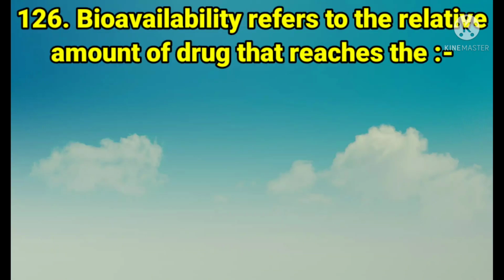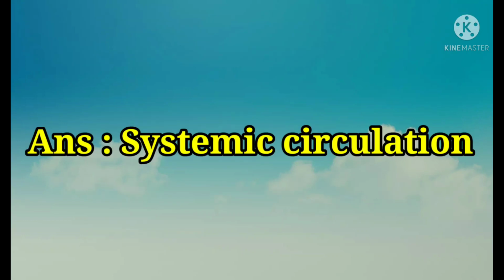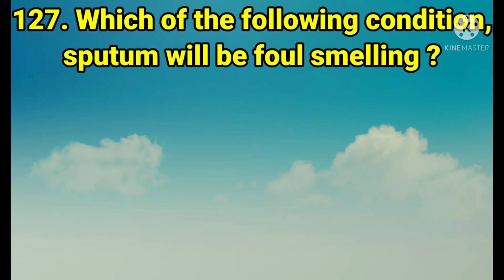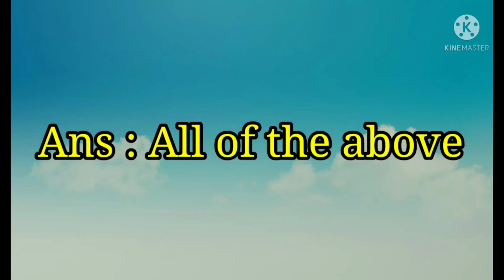The next question, bioavailability refers to the relative amount of drug that reaches the, options are stomach, small intestine, systemic circulation and liver. And the answer is systemic circulation. And the next question, in which of the following conditions sputum will be foul smelling? The options are lung abscess, carcinoma, bronchiectasis, all of the above. And the answer is all of the above.